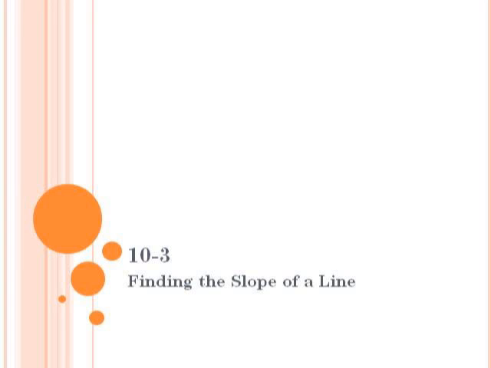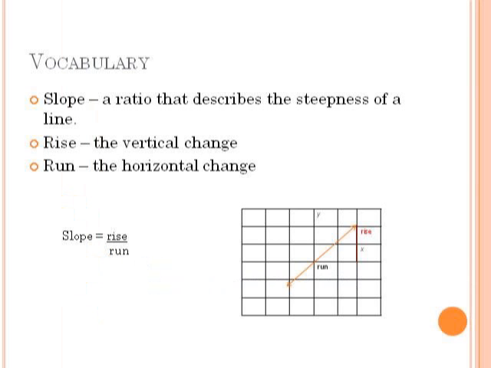Hello, we're doing lesson 10.3, finding the slope of a line. So we have a few vocabulary words to learn here. We have the word slope. That's the ratio that describes the steepness of a line. And we'll talk a little bit more about that one. That's going to be the focus of this lesson.